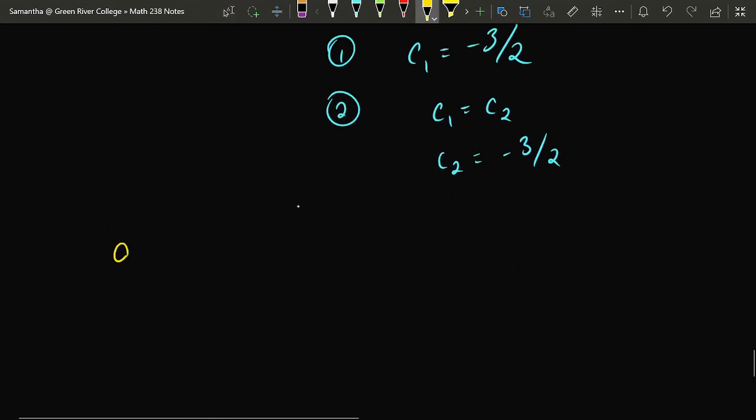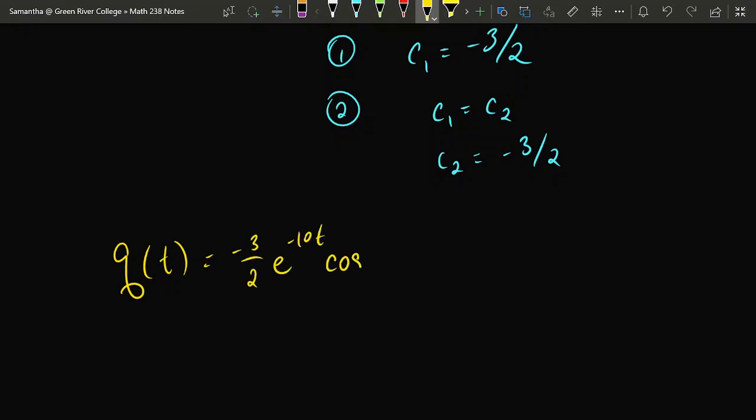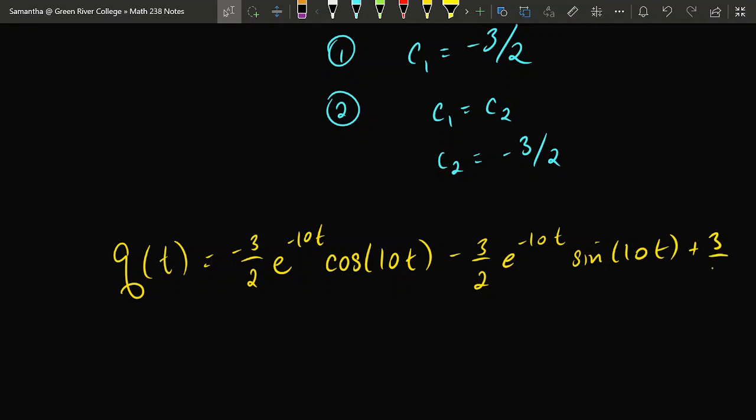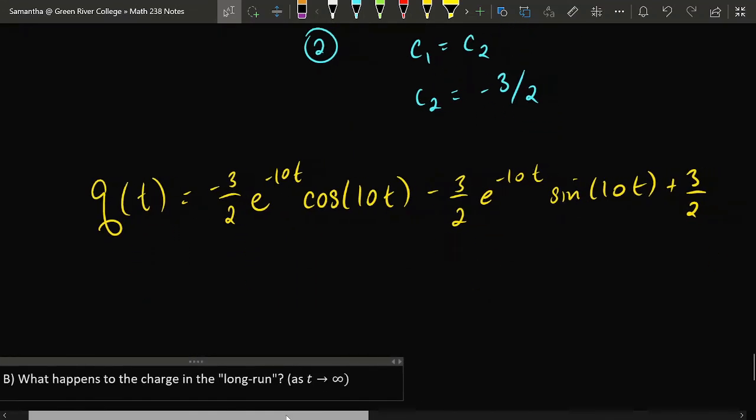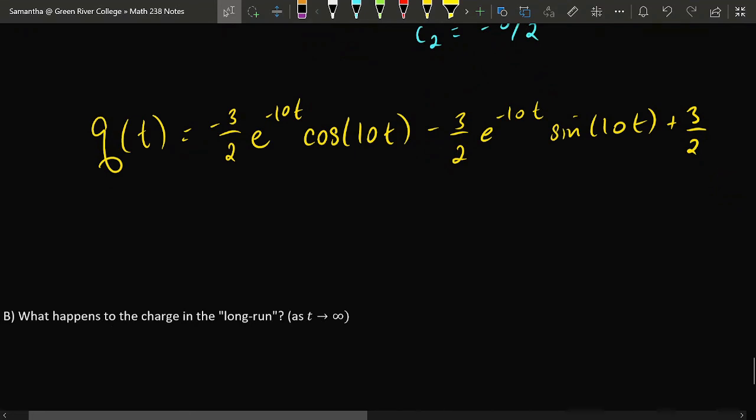So what is the charge at any given time? The charge is given by negative 3 over 2 e to the negative 10t cosine of 10 times t minus 3 over 2 e to the negative 10t sine of 10t plus the particular solution of 3 over 2, which we calculated. This function will give us the charge on the capacitor at any given time.